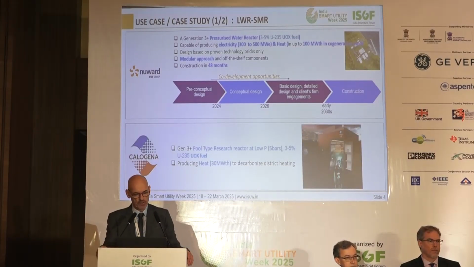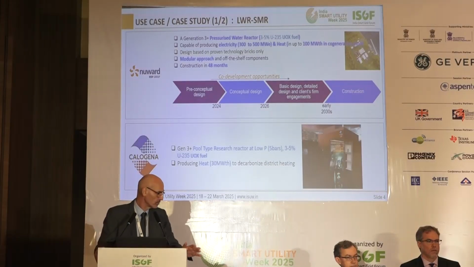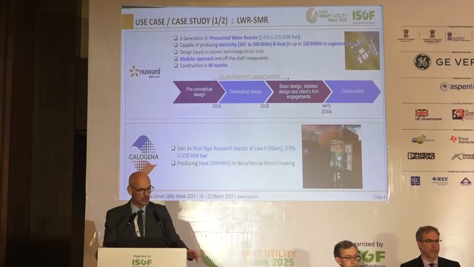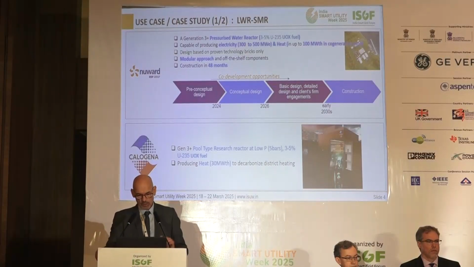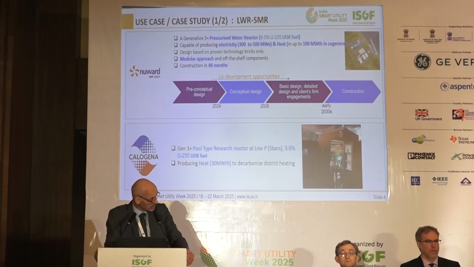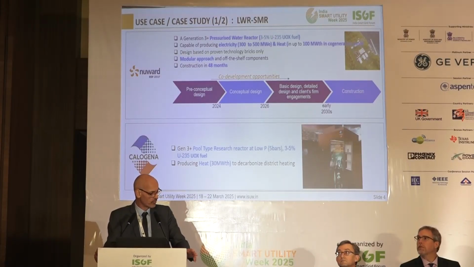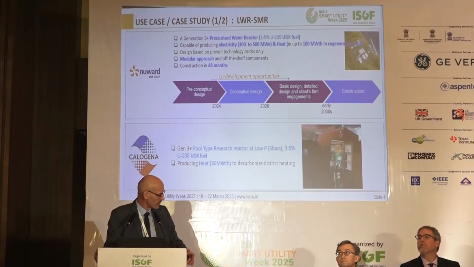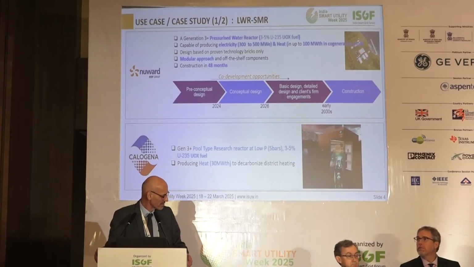So the other case of light water reactor is the Calogena one. It's a Gen 3 pool-type research reactor. The advantage is that it will work at low pressure, not more than 5 bars, but with conventional UOX fuels. It will mainly be used to produce heat in order to decarbonize district heating. And 2 days ago, it was decided by the French government to install this project in a nuclear research center in the south of France, in Cadarache, to heat the center.